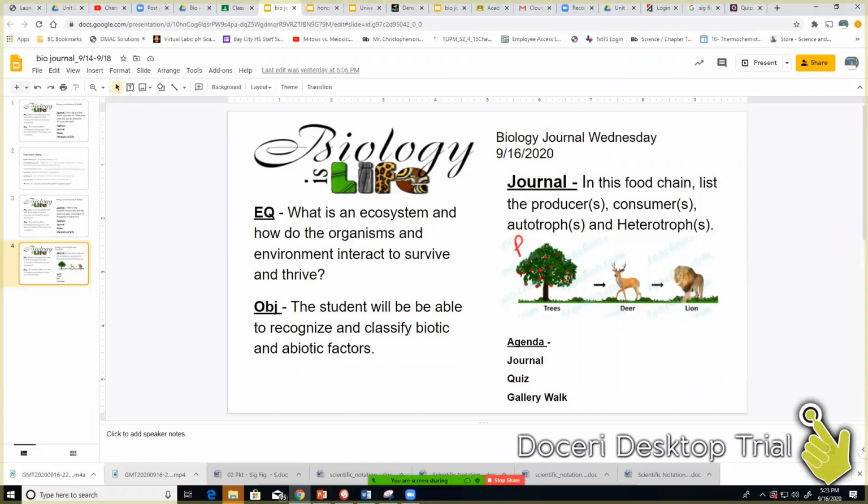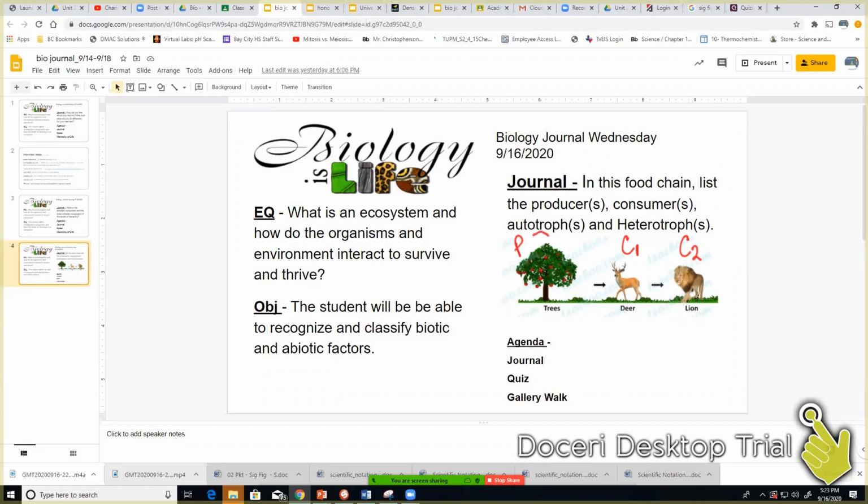Consumer. Consumers are organisms that have to eat other organisms for energy. So those are my two consumers. This would be my primary consumer. This would be my secondary consumer.